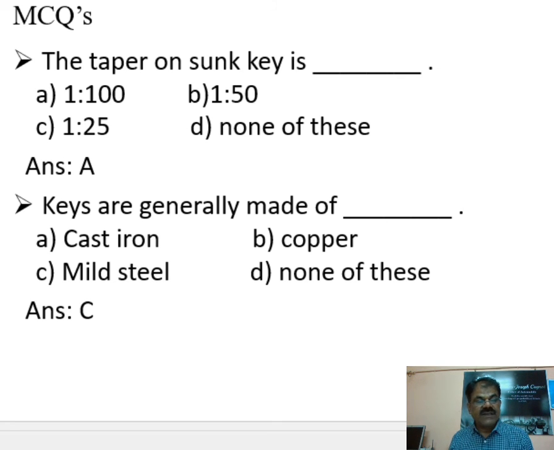Which material is used for the keys? So what is the right answer? The right answer is C. Keys are generally made of mild steel.